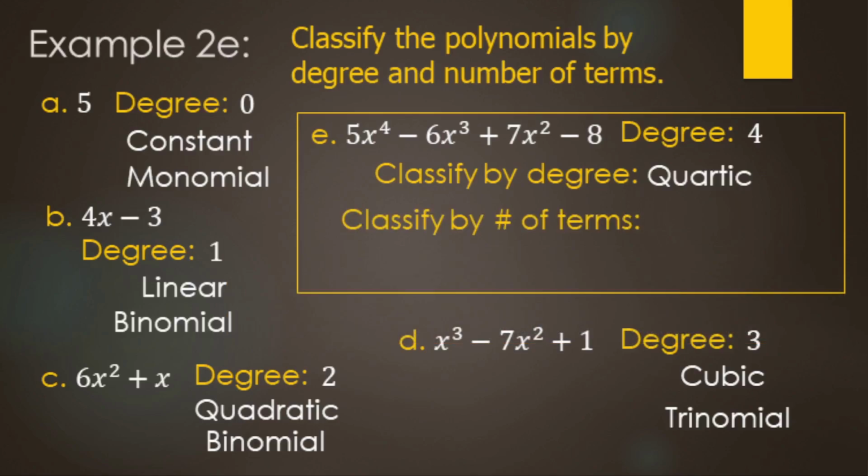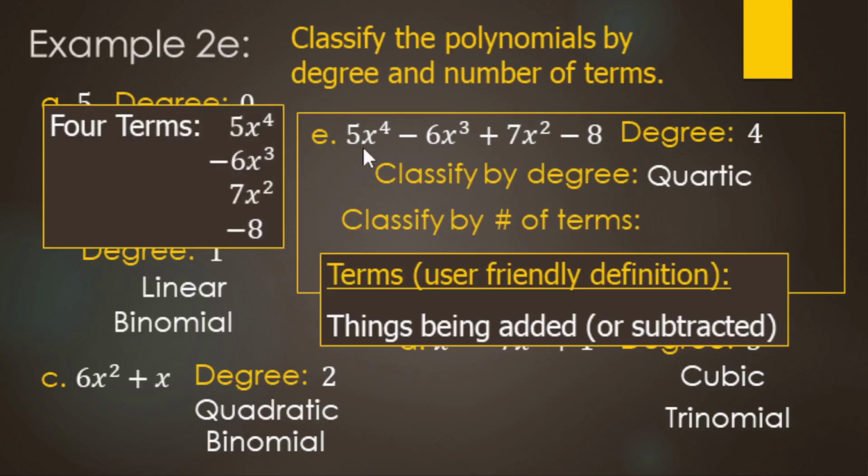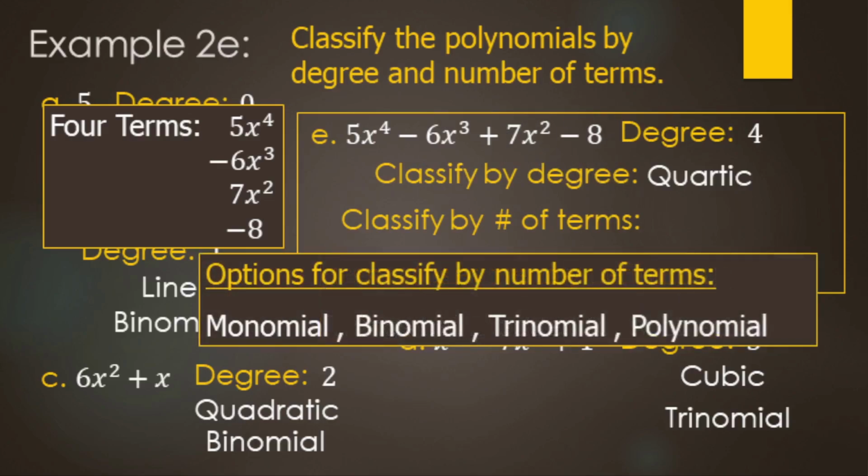Classify by number of terms. First off, how many terms are there? Well, in this case, there are 4 terms. 5x to the fourth, we have negative 6x cubed, we have a 7x squared, and we have a negative 8. 4 terms. Okay, so when there's 4 terms, anything more than 3, we just call it a polynomial, right? Poly means many terms. So if you have 4 or more terms, you can just call it a 4-term polynomial.